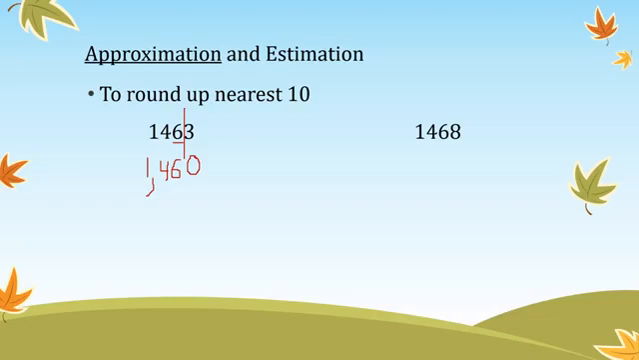Let's see the next number. The 6 is on the 10th place. So here, I'm going to round up. And we said if the number is 5, 6, 7, 8, or 9, we're going to give 1 to the 6. So we add 1. So now that one will turn into 7. The rest of them will turn zeros. And the rest will remain the same. So here we have round up to the nearest 10.